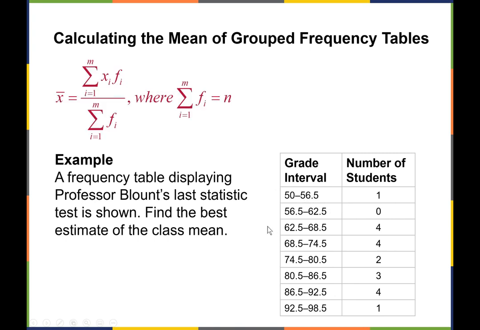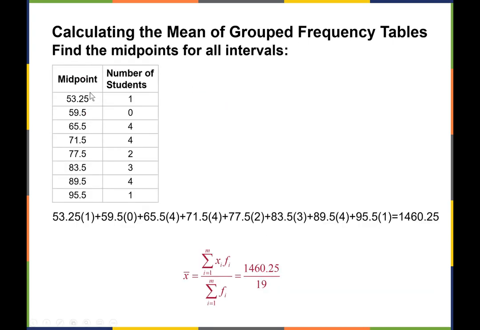I've done this in the next table. The midpoint of the first interval is 53.25, so that's going to be assigned to one student. 59.5 is assigned to zero students, 65.5 is assigned to four students, etc. And then we find the mean using our formula for a frequency table. Adding those all up, we get 1460.25. The total number of students, if we add up this column, is 19. So the average value is, I didn't even actually bother computing it.